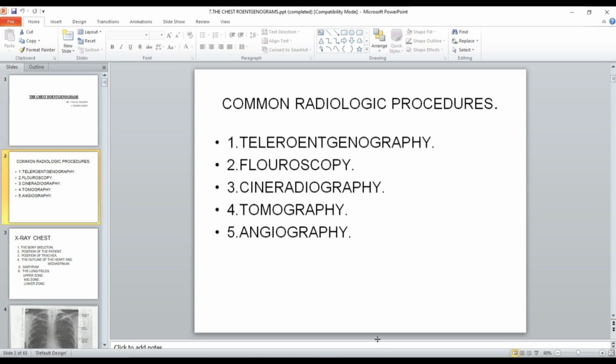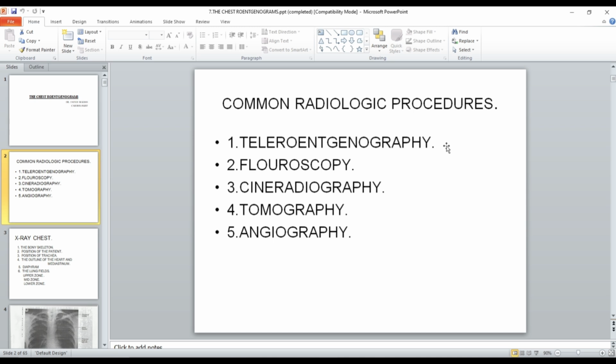Different common radiological procedures which are used for diagnosis of chest disease are: number one is teleroentgenography, which is the commonest of all. X-ray chest is taken either in PA view, in which the rays come from the back of the patient at a distance of 2 meters and the X-ray film is in front of the chest. The heart and lungs are more clear than the bones because they are near to the anterior plane.